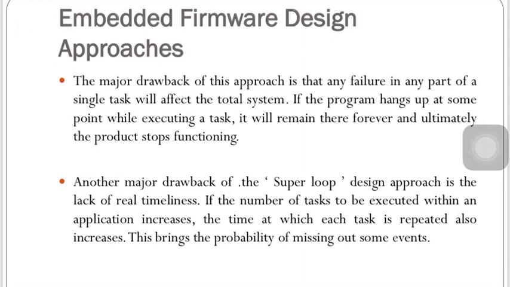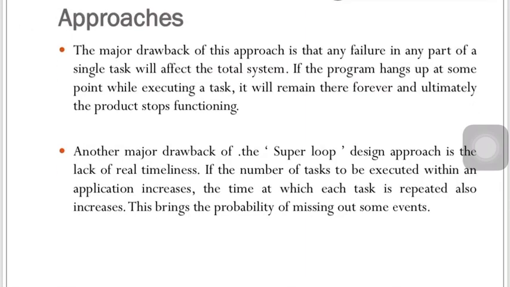Another major drawback in the super loop design approach is the lack of real timeliness. If the number of tasks to be executed within an application increases, the time at which each task is repeated also increases. So if the number of tasks increases, repetition time also increases many times. If it is running faster, sometimes a particular task will get skipped. That skipping of an event may occur, and that is also a drawback of the super loop approach.